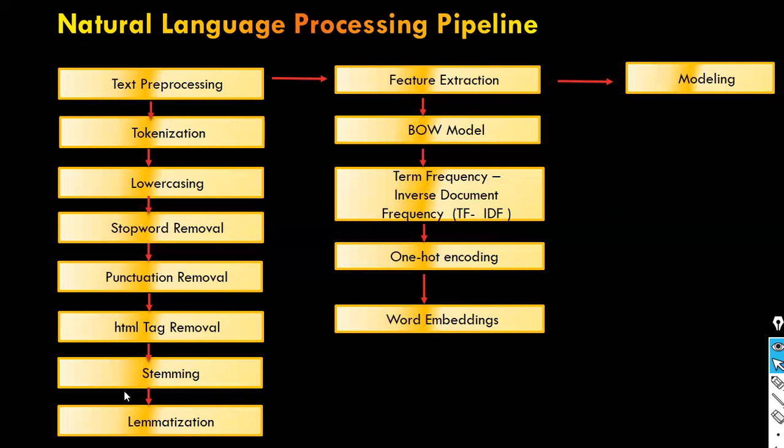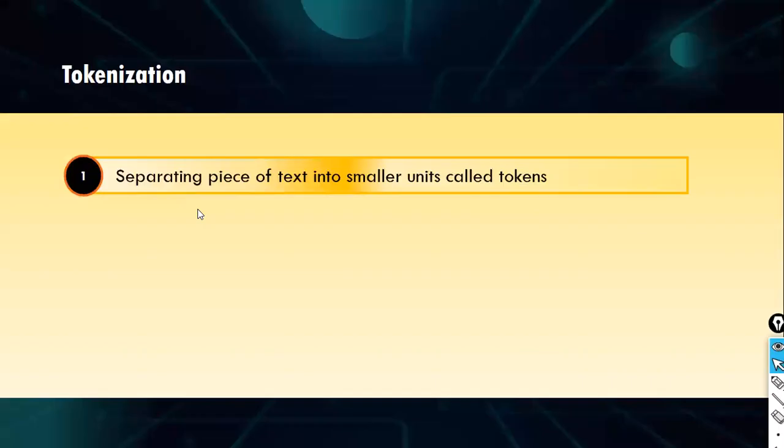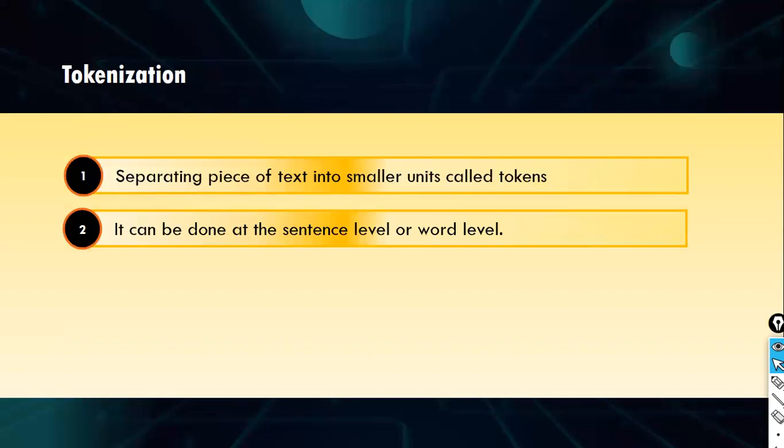Now let us explore each and every step of the text pre-processing. To start with, let us understand what is tokenization. Tokenization is nothing but splitting your text into smaller units called tokens. It can be done at the sentence level or word level also. First, you can split the sentences separately, and then at word level you can split them. This is a crucial step in any NLP task because it serves as the foundation for many downstream NLP tasks, and it enables the computer to process and analyze the text very effectively.